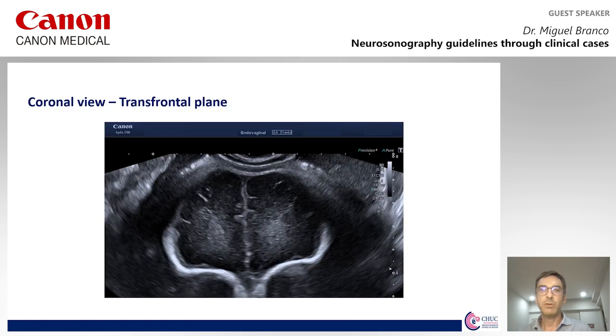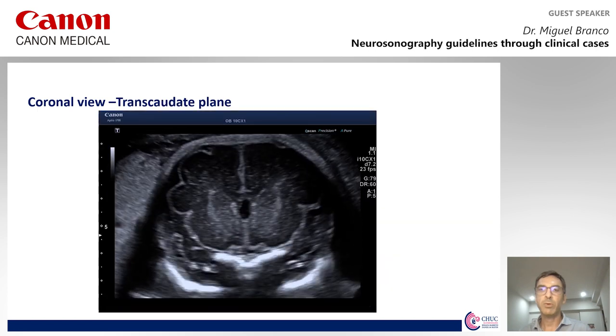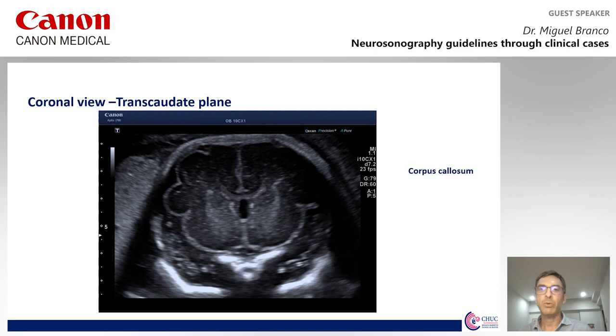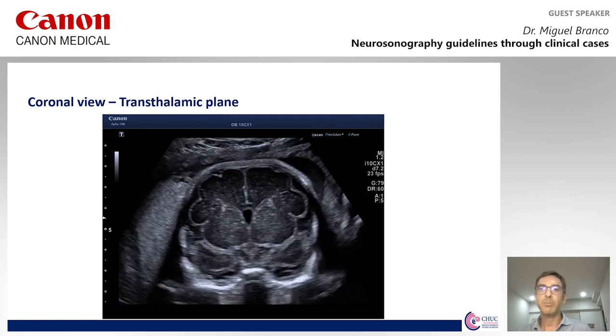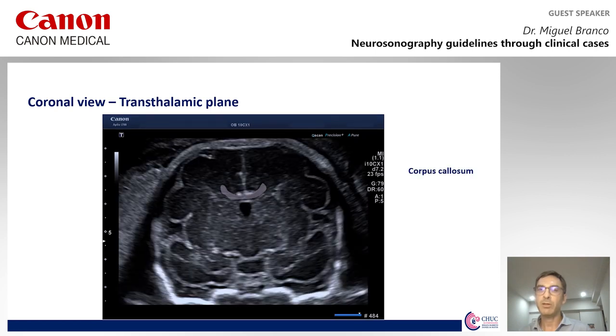The first one, the transfrontal plane, we could identify the interhemispheric fissure and the sphenoid bone. The second one, the transcaudate plane, we could identify the corpus callosum and the cavum septum pellucidum. On the third coronal plane, the transthalamic plane, we could identify the corpus callosum, the cavum septum pellucidum, the sylvian fissure, the thalami, and the optic chiasma.